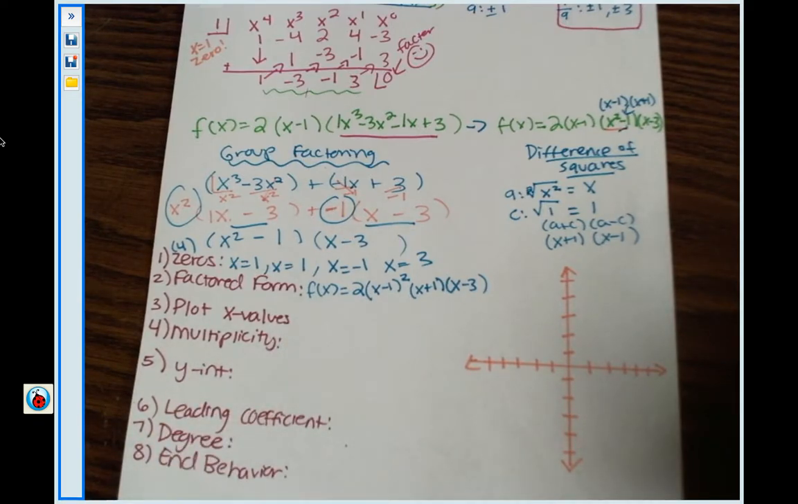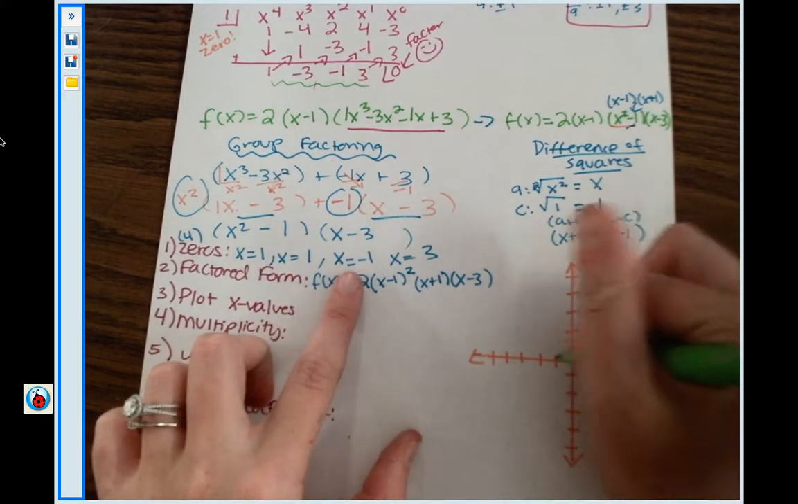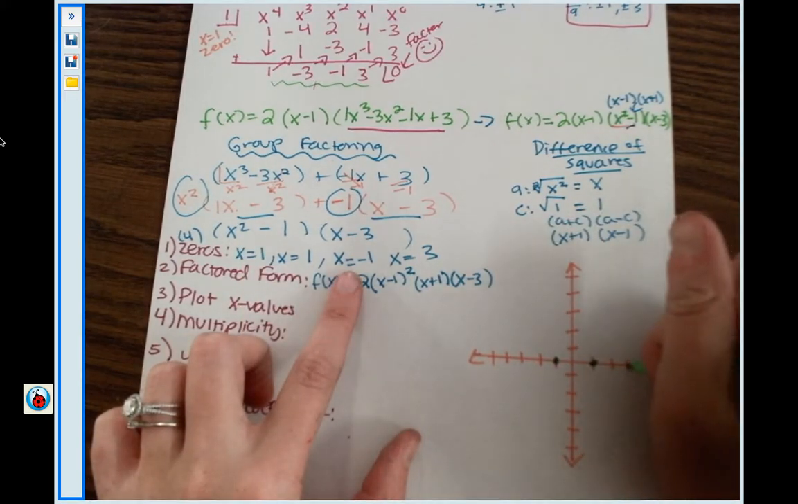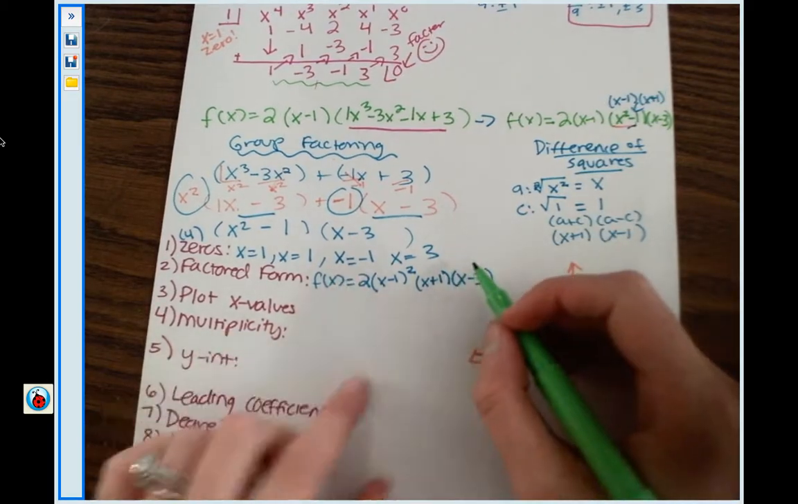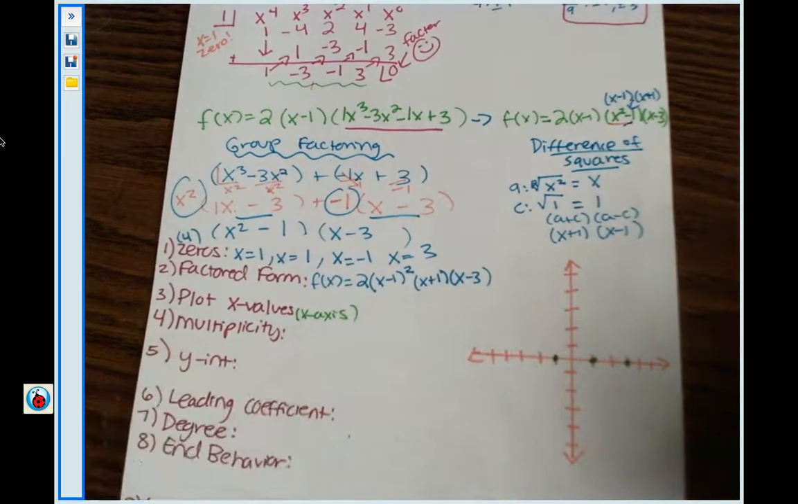Okay, next it says to plot the x value. So that's what I'm going to do next. I have an x at 1. I have an x at negative 1. And I have an x at 3. And again, we plot these on the x-axis. So on the x-axis is where you plot these.